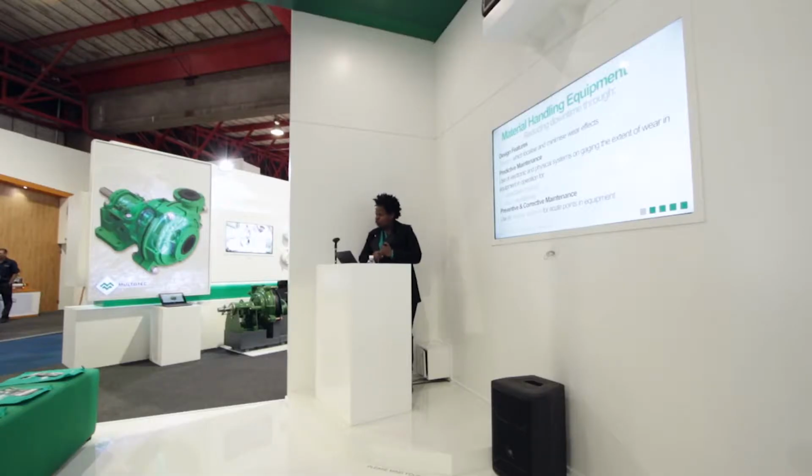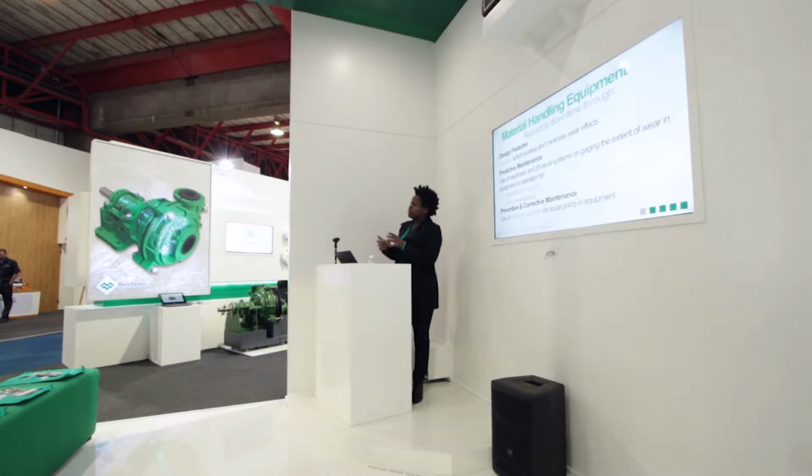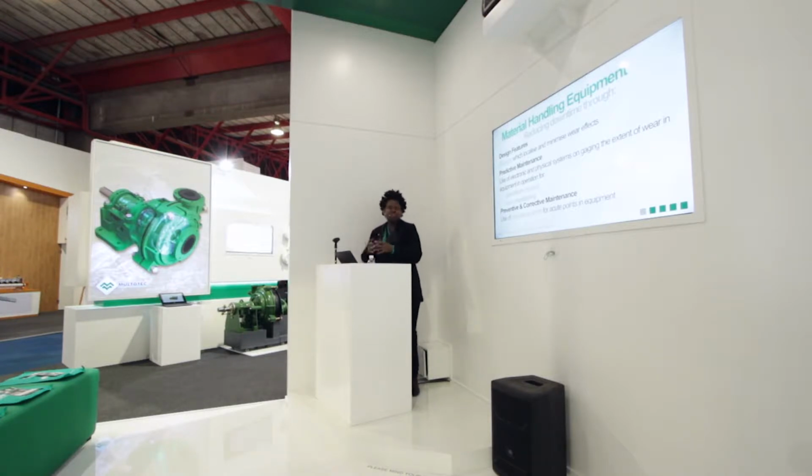For these three types of equipment, you want to make sure that before you even start your plant, your design features are on point. The design is right, and it's going to reduce wear. Or if wear is inevitable, it is localized and it is minimized. That's what you want to achieve.